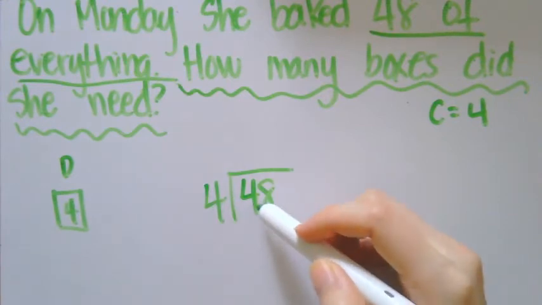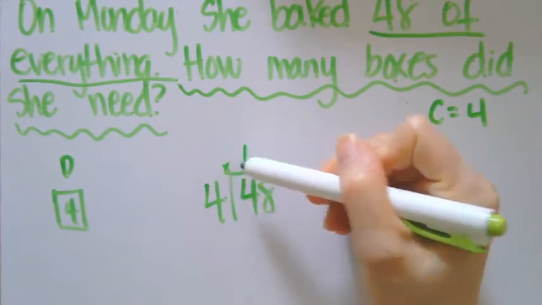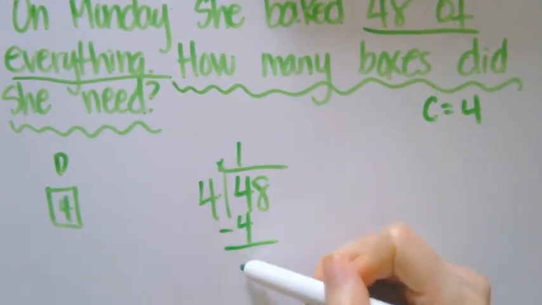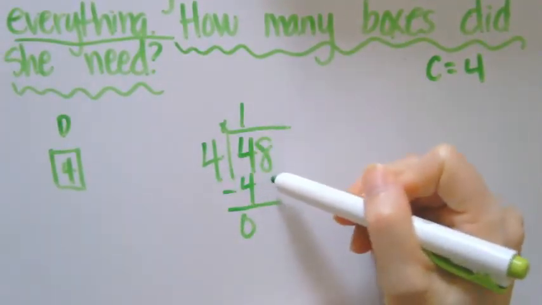4 goes into 4. Yes, it does. How many times? 1 time. And I'm going to multiply. 4 times 1 is 4. Then I'm going to subtract. 4 minus 4 is 0. Check my work. It looks good so far.